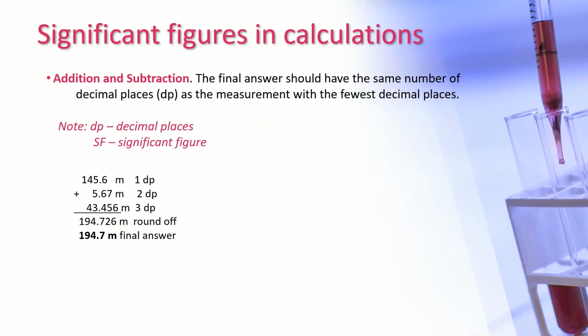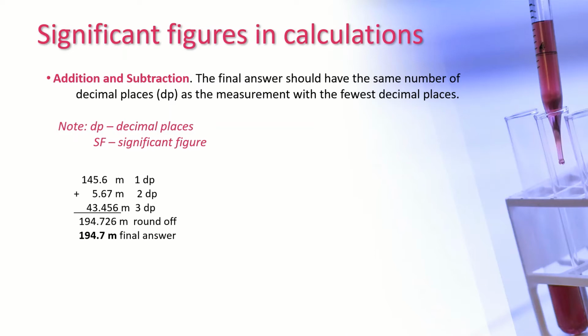Now let's go to significant figures and calculations. For addition and subtraction, the final answer should have the same number of decimal places as the measurement with the fewest decimal places. Now in addition of 145.6 meters, which has 1 decimal place, plus 5.67 meters, which has 2 decimal places, plus 43.456 meters, which has 3 decimal places.